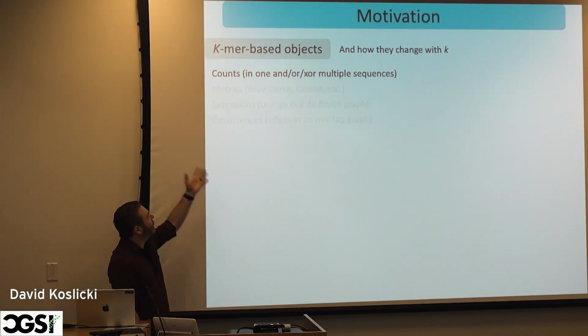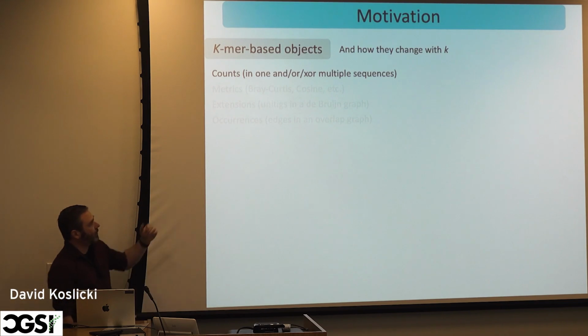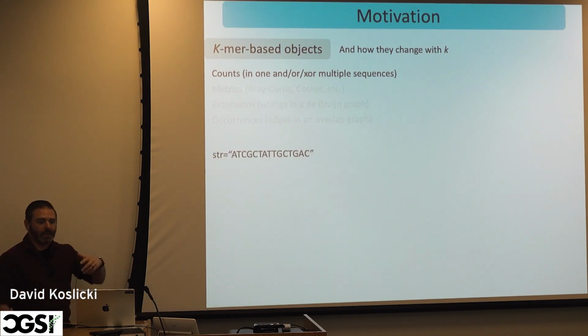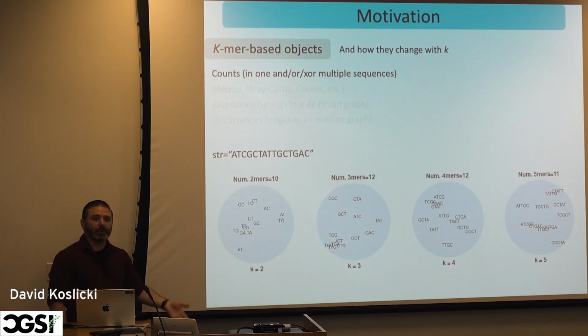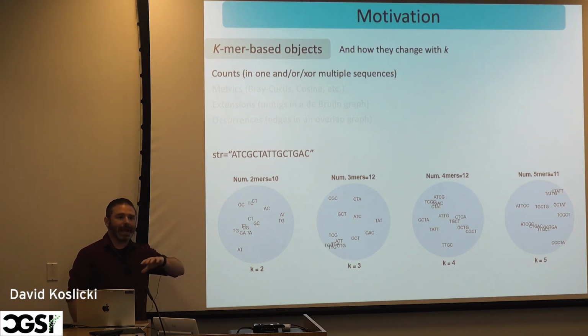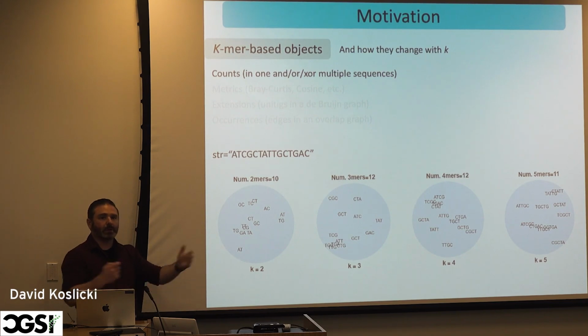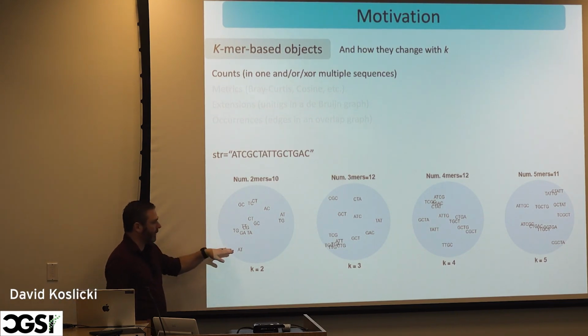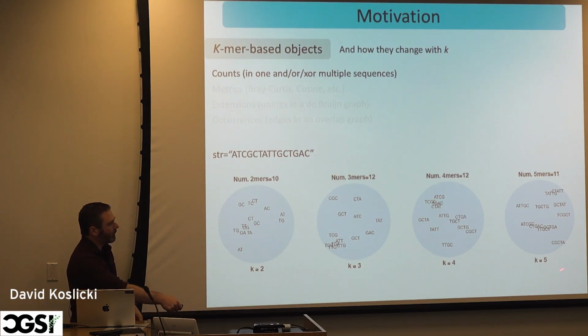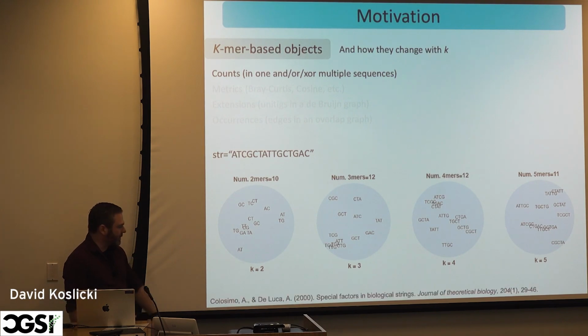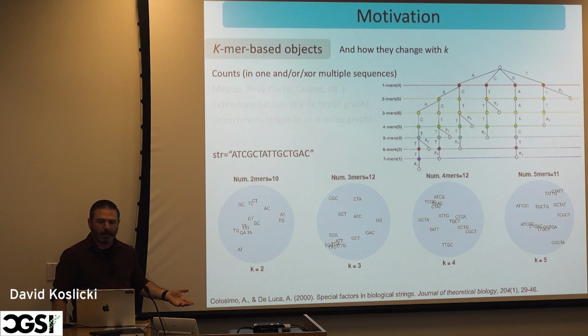So let's look at a few examples of these different kinds of k-mer-based objects, like counts. You have a certain sequence, and you look at the k-mer count. Interestingly, how the number of distinct k-mers behaves as a function of k-mer size is non-monotonic. Notice here we're increasing from k-mer size of 2, 3, 4, 5. The counts go up, stay the same, and then start decreasing. For a single finite length sequence, there's some nice theory back from the 2000s that describes this sort of behavior.